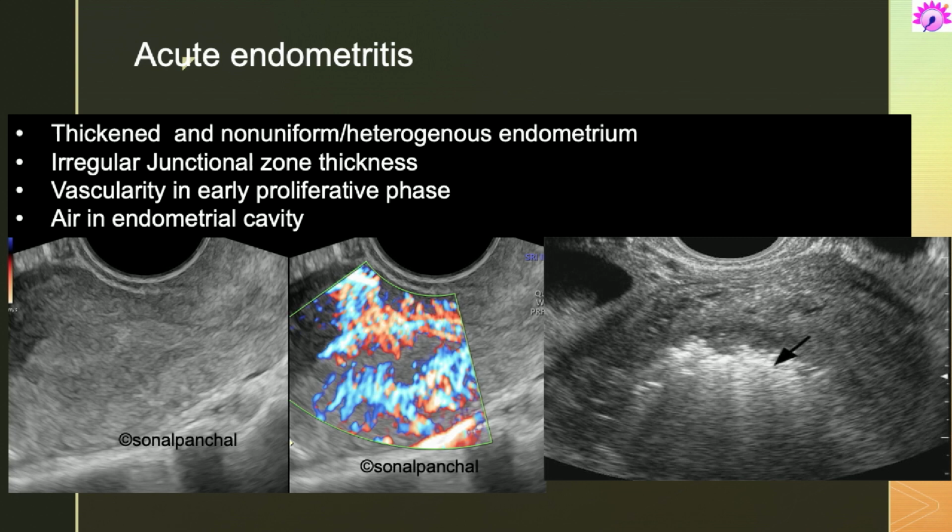But as we know, acute endometritis is often associated with PID, and if it is of an obstetric origin, sometimes it is because of anaerobic infection, and that is when you may see air in the endometrial cavity.